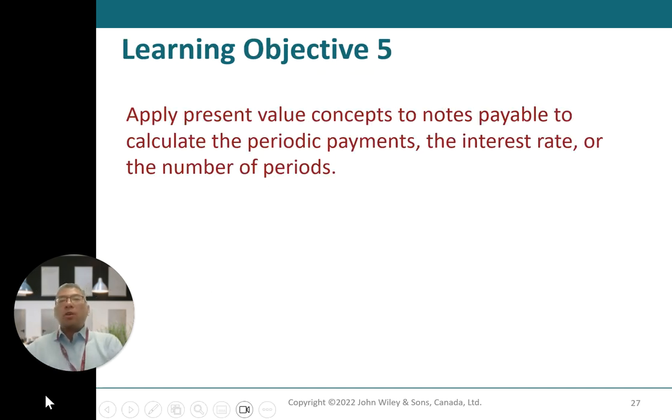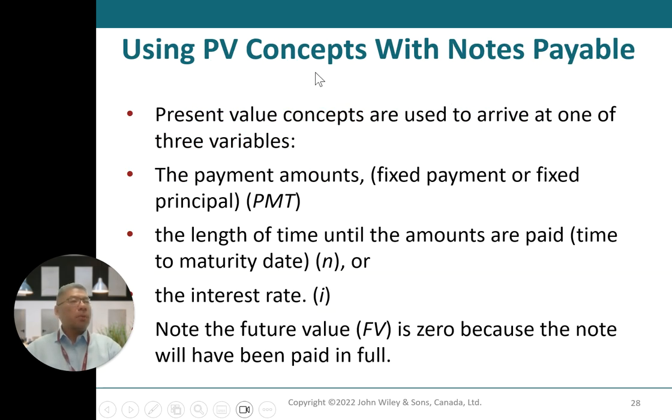Apply present value concept. Let's look at objective number 5. Apply the present value concept to notes payable to calculate the payment, the interest rate, and the number of periods. Okay. Using the present value concept, we know the present value concept is used to arrive at one of three variables. What are they? The payment amount, which is a fixed amount or fixed principal. The length of time until the amount is paid, the time of maturity, which is N. The interest rate, which is I. Note the future value is 0 because the note will have to be paid in full.